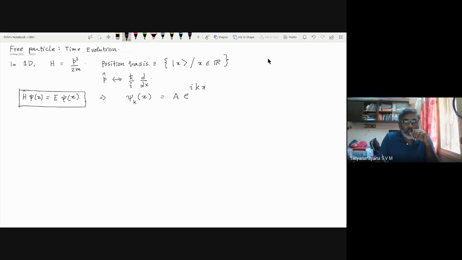And here, the momentum of this free particle is given by h bar k. So momentum is equal to h bar k. Now here this k is called a quantum number. It can be discrete or it can be continuous, but it is called a quantum number. So it is customary to represent the wave function where the quantum number is written as a subscript and the variable is written in the bracket.